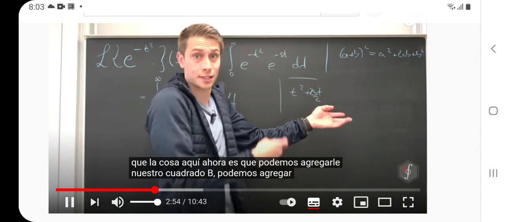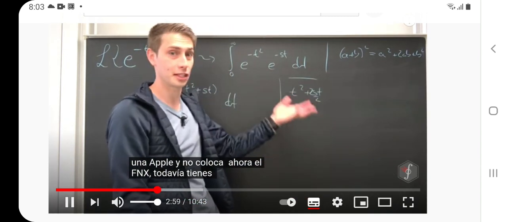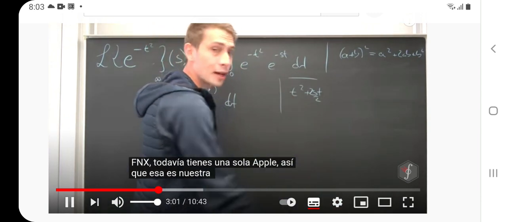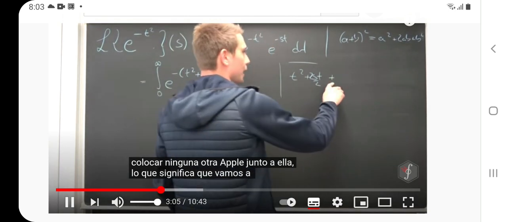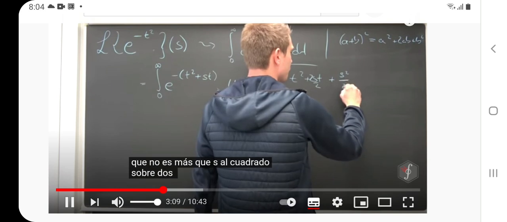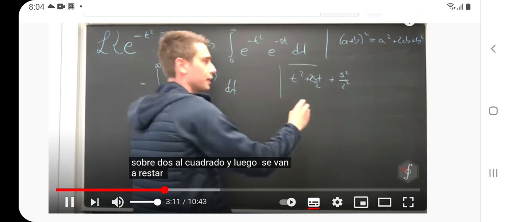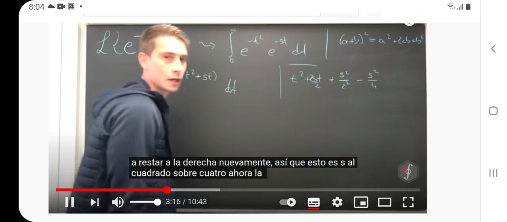We can just add another 0 to it, because if you have one apple and you don't place another apple next to it, you still have only one apple. So that's our apple, and we are not going to place any other apple next to it, meaning we are going to add our b squared to it, which is nothing but s squared over 2 squared, and then we are going to subtract it right again. So this is s squared over 4.